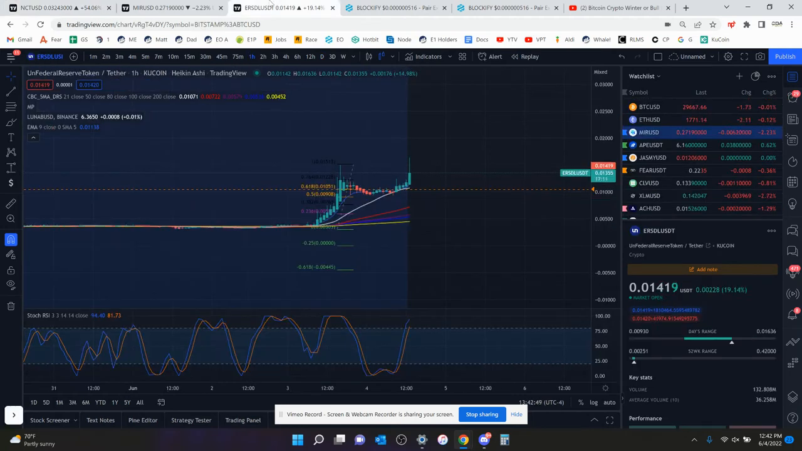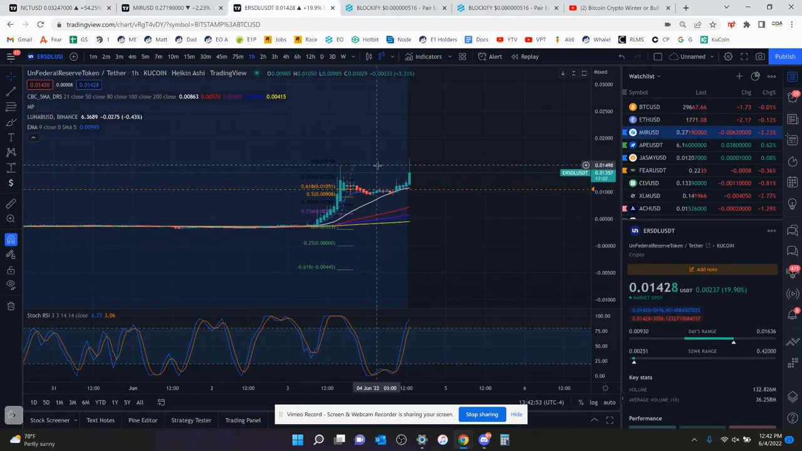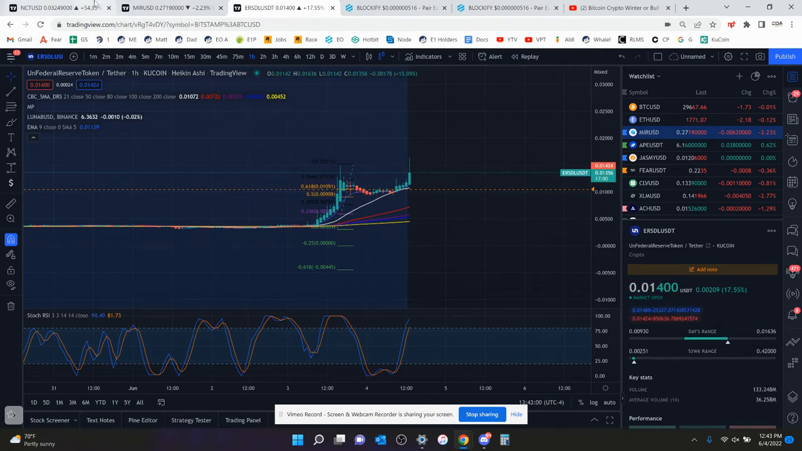A coin I am going to keep my eye on is ERSDT, or however you say this. It just put in a higher high from yesterday, so that's another coin I'm watching. I did make a video on this earlier, and it held a 618 like I was talking about. But that's it for NCT.